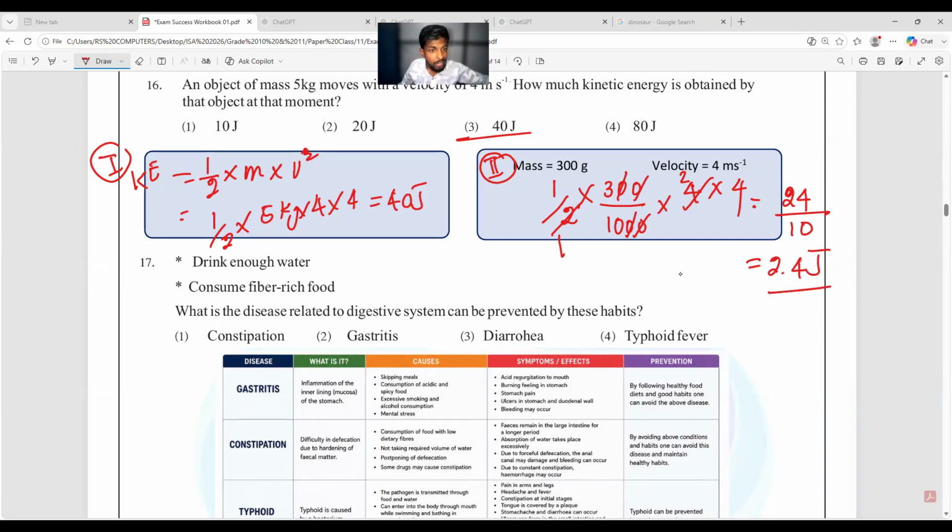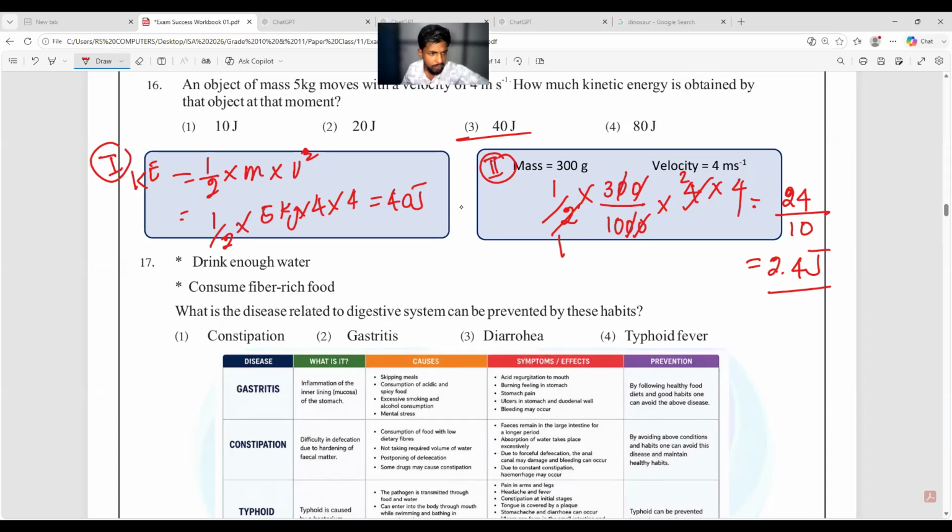So from this question we have learned two things. First, how to write the equation of the kinetic energy. Second, regarding the mass: when they are giving the mass in grams, we want to convert the grams into kilograms. So the answer will be 300 over 1000. We want to be very careful in this thing.